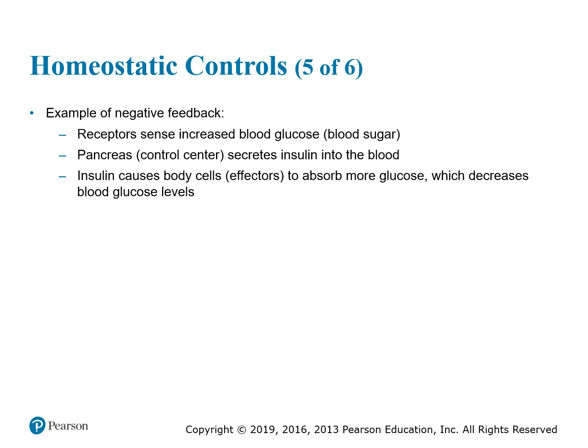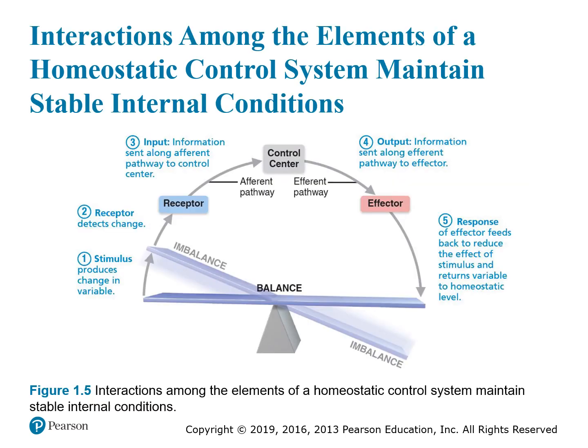So more examples, the pancreas, of course, secreting insulin into the blood when it senses a change in blood sugar. It will cause the body cells, the effectors in this case, to absorb more glucose, thus decreasing blood glucose levels.